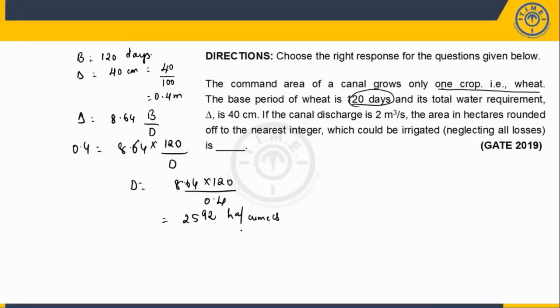Listen. For 1 cubic, you have 2592 hectare. But the discharge is 2 cubics. Total how much area? 2 times 2592, that is 5184 hectare. As simple as it is. Any doubt in this? No, sir. Shall we move forward?